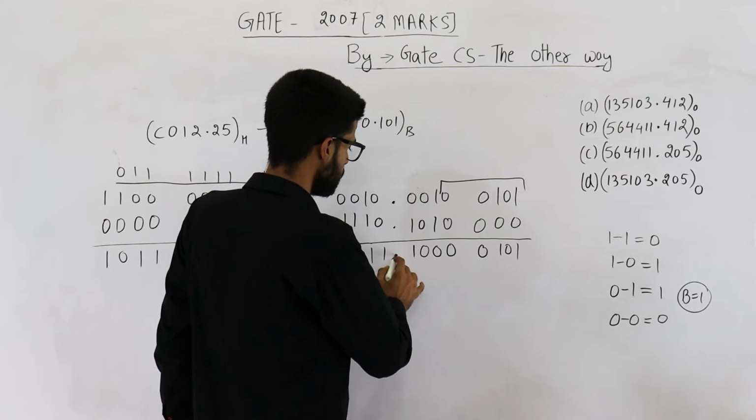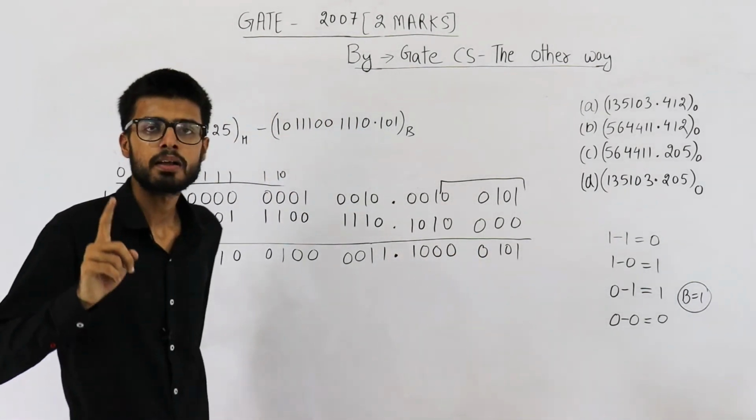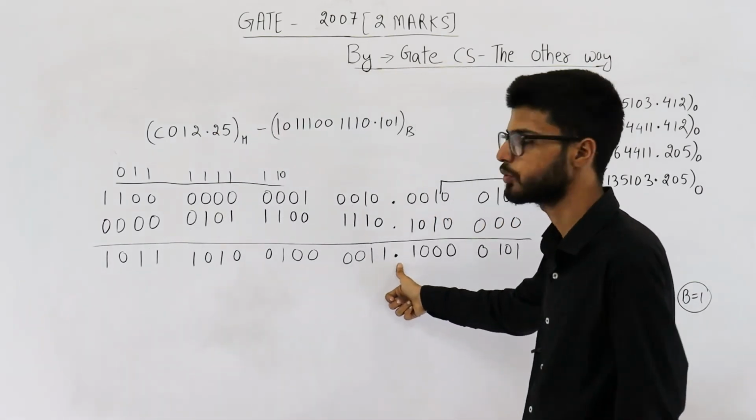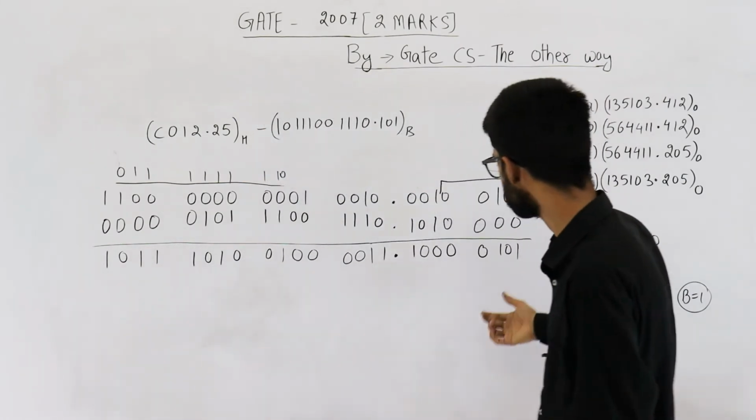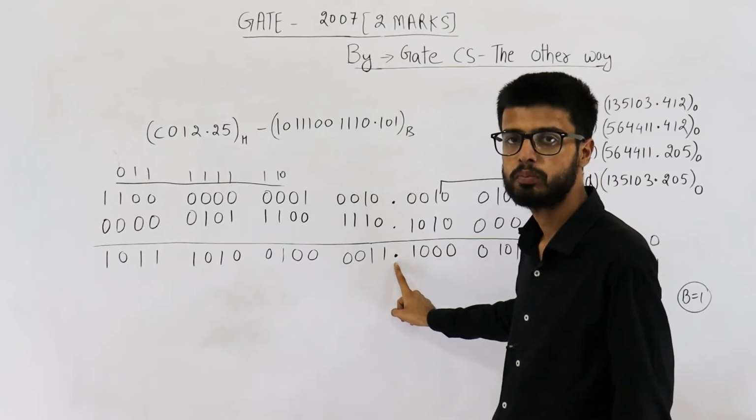Now we need this answer in the octal number system. This is the binary number system. Be careful. We need to start grouping from the radix point. Some students start grouping from this side. Some students start grouping from this side. Both are incorrect. The grouping is always done from the radix point.